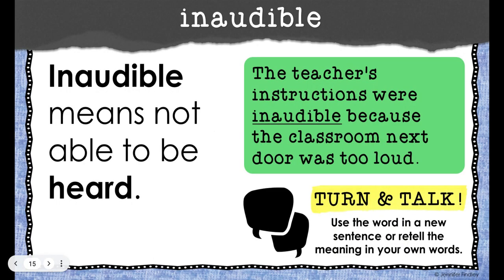Inaudible. So we know that in means not. That prefix in means not. So inaudible means that you're not able to be heard. So the teacher's instructions were inaudible because the classroom next door was too loud. Or maybe what you're listening to right now is inaudible because there's too much going on at your house, or your little brother's screaming, or somebody's got the TV up too loud. So something you're listening to that you can't hear really well would be inaudible.